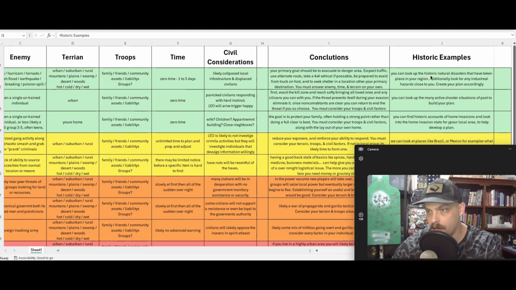Historical examples: you can look to historical natural disasters that have taken place in your region or regions that are affected by similar things, and additionally look to any industrial hazards close to you. Create your plans accordingly. All right.